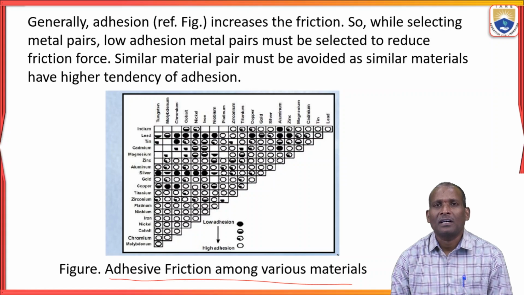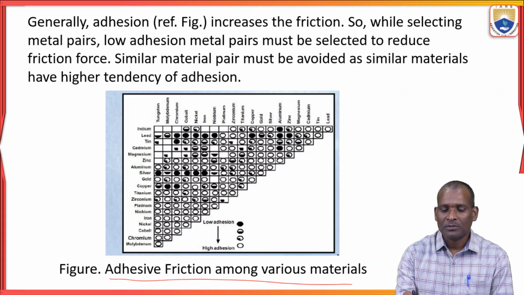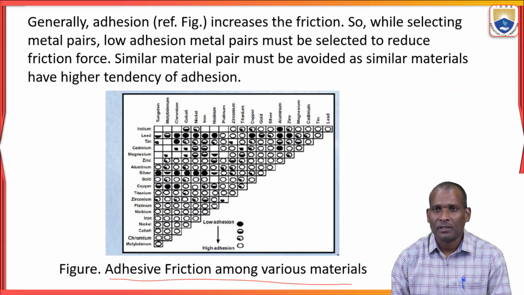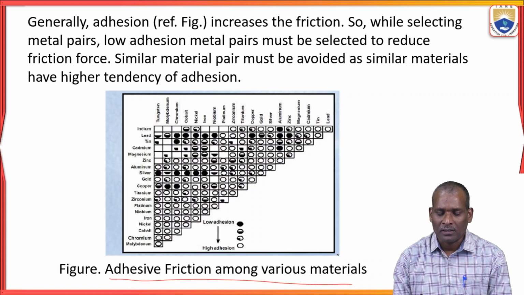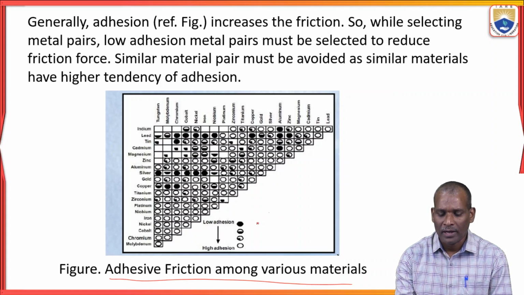So what are the low adhesion metals? You have to identify. The similar material pair must be avoided, as similar materials have a higher tendency of adhesion. That's why similar material pairs must be avoided. They have a higher tendency of adhesion. See in this figure, shown from low adhesion to high adhesion.